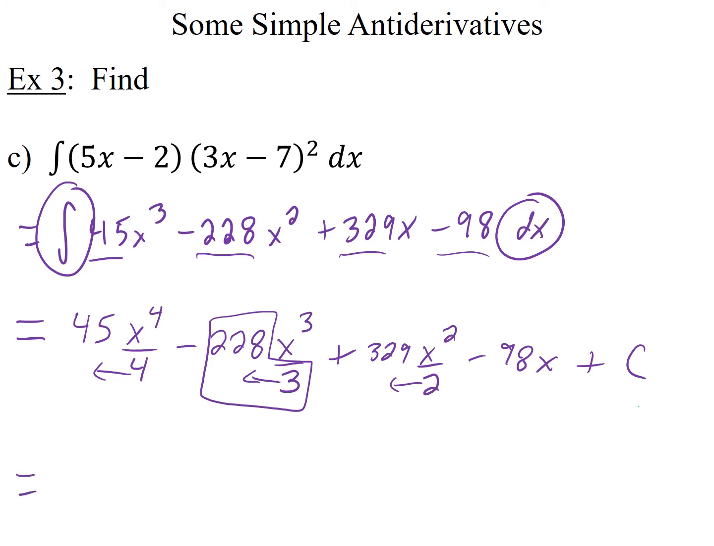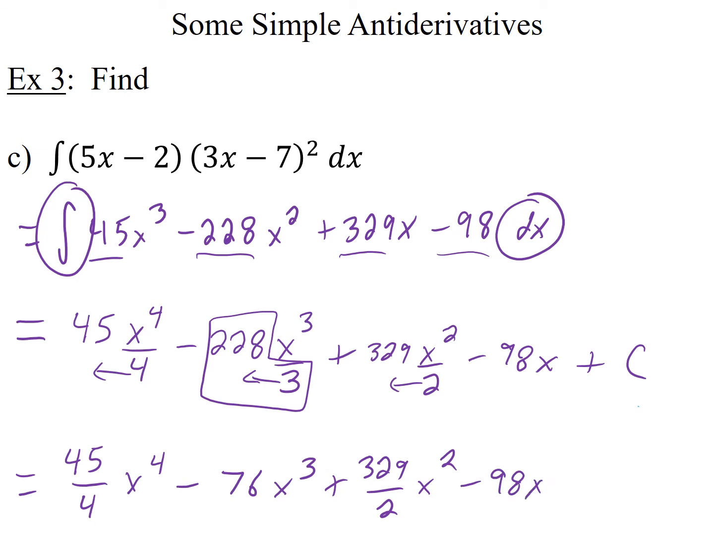So you get 45 over 4, x to the 4th, minus 228 divided by 3. Let's see, what is that? I think it's 76x cubed. Let me see, 70, 140, 210, 28, yeah. Okay, plus 329 over 2x squared minus 98x plus c. And so that's how that goes.